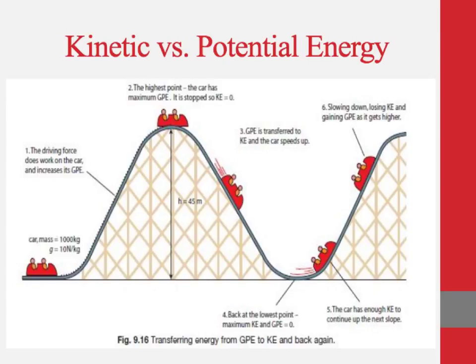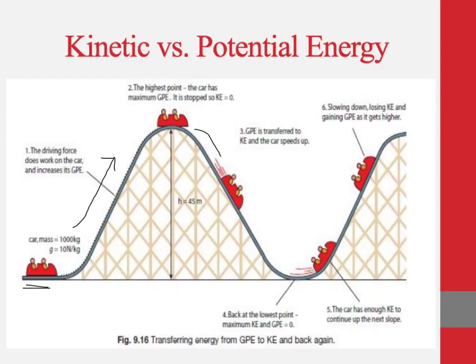Okay, so let's look at our roller coaster here to talk about the difference between kinetic versus potential energy. So over here on the left, we have the roller coaster car, sitting still. The car has a mass of 1,000 kilograms, and g is 10 newtons per kilogram. So, number one, the driving force does the work on the car, and its gravitational potential energy is going to increase as the car is going uphill. At the highest point, the car has the maximum gravitational potential energy, 45 meters, and it is stopped, so our kinetic energy equals 0.